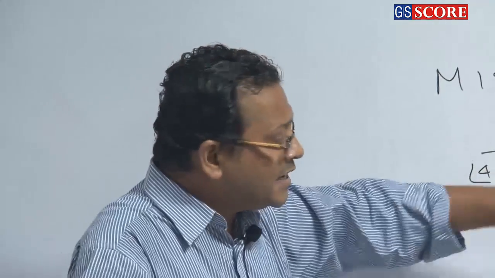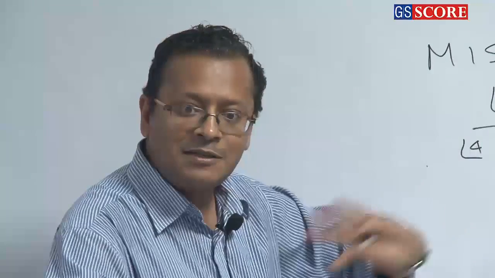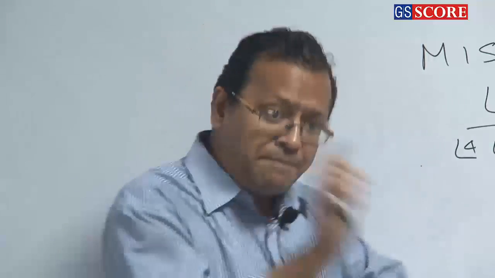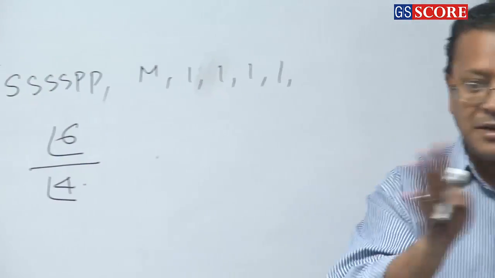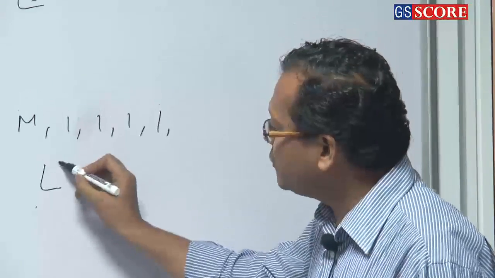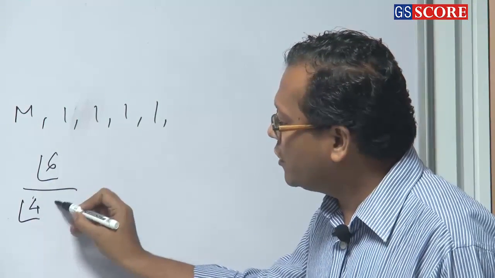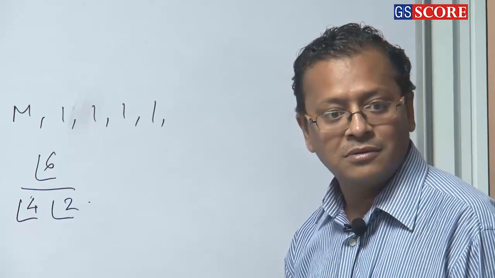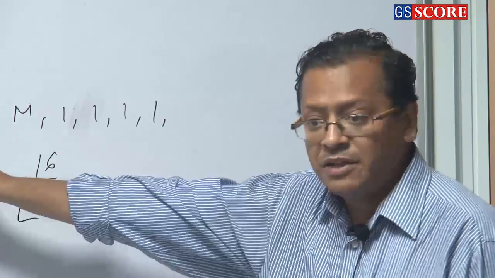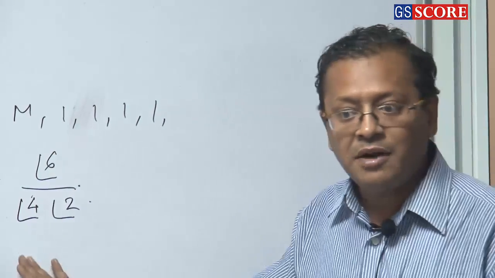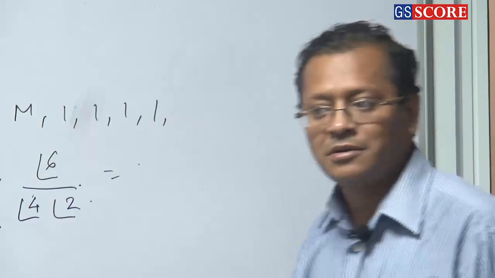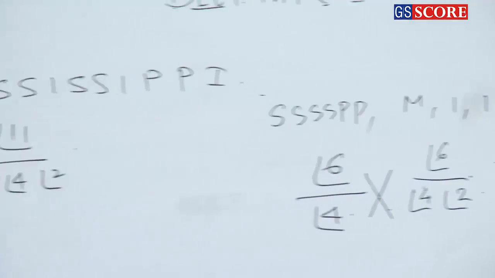But again, S and P also will arrange among themselves, and that is independent of the mother arrangement. So S and P will also arrange among themselves. So how many ways? Factorial 6 by factorial 4 into factorial 2. This is independent of the mother arrangement. So the number of independent ways means what? I have given you the multiplication rule, so it will be multiplied. So the answer will be this one. Clear or not? Did you understand?